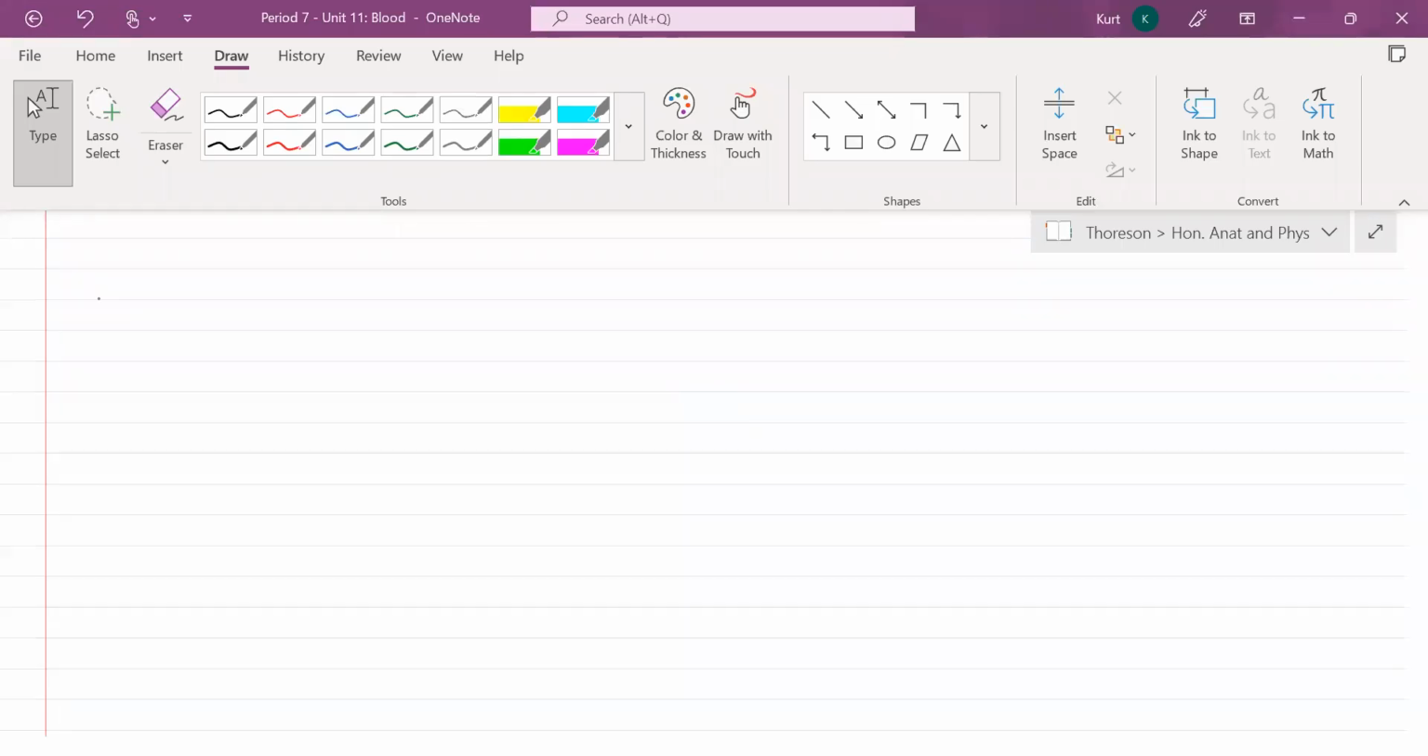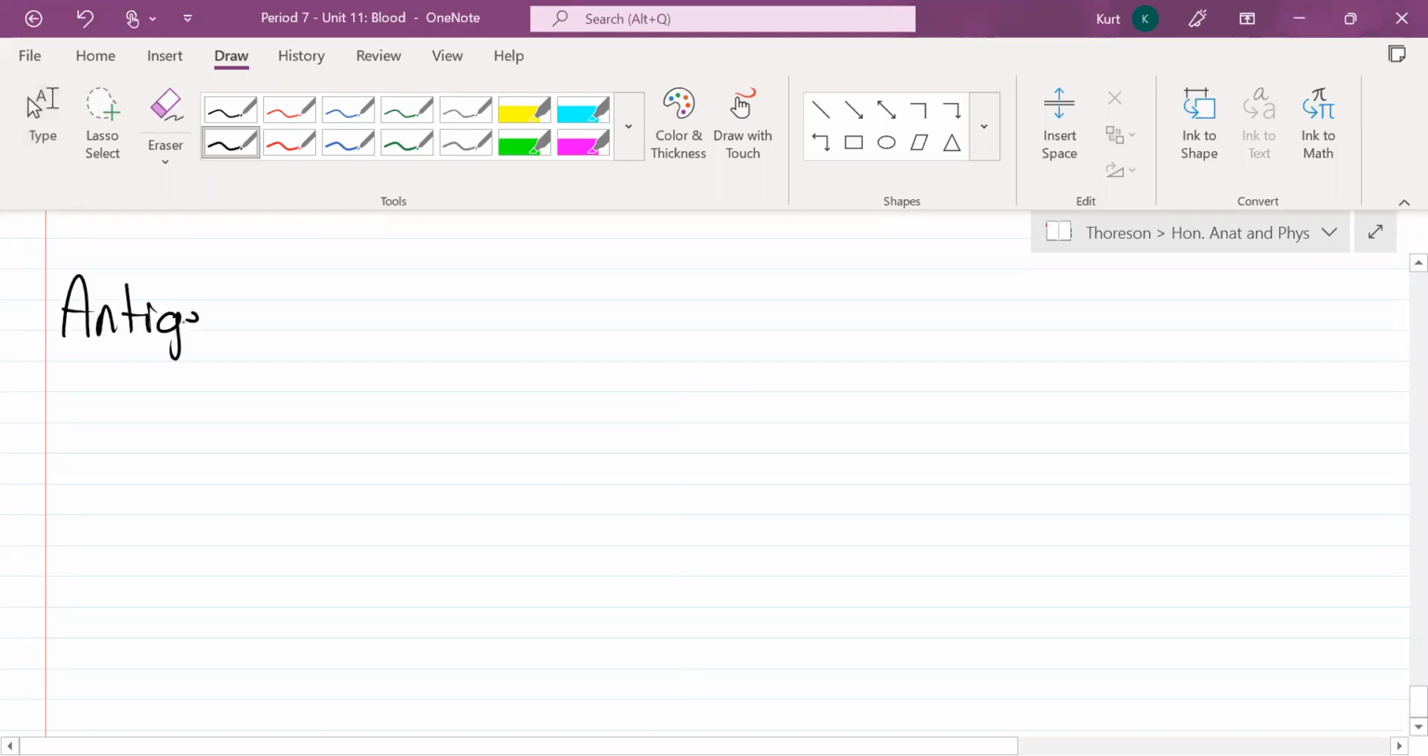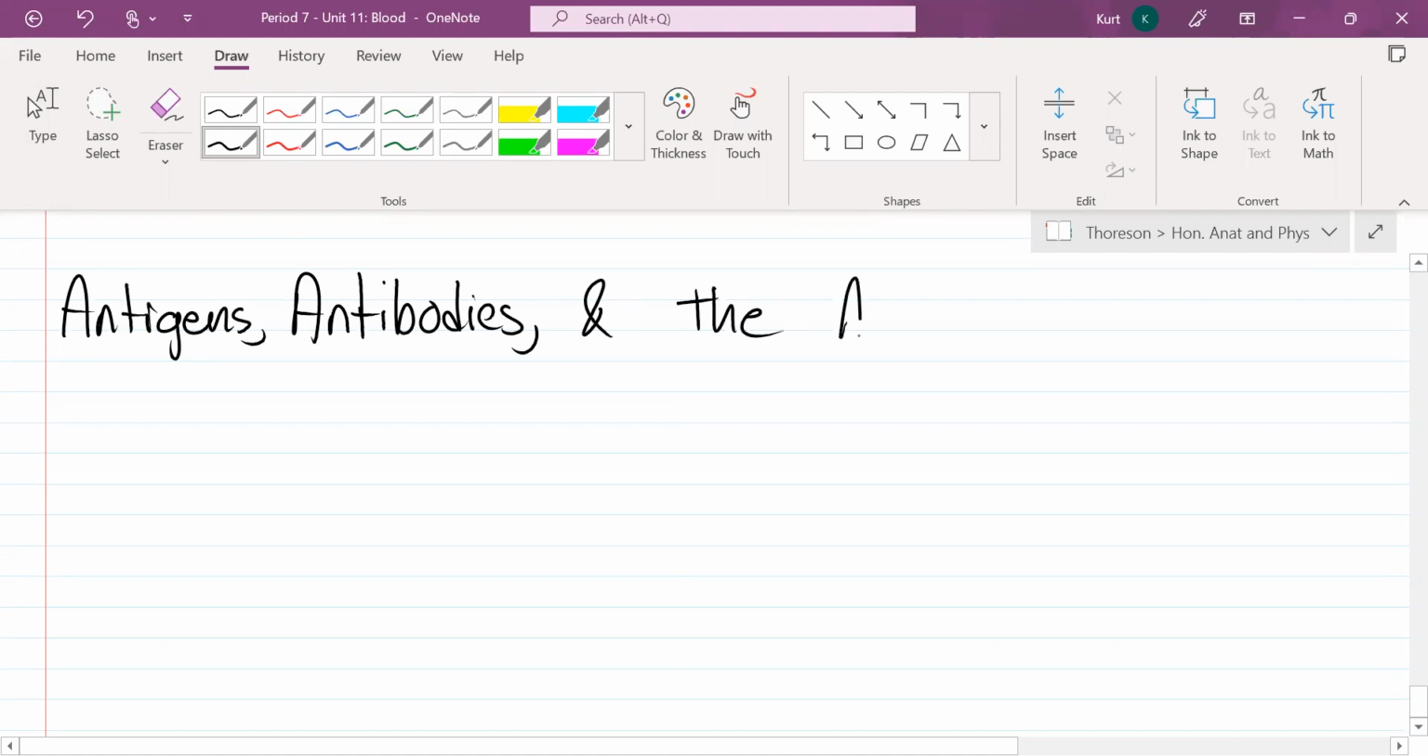Okay, today is going to be antigens, antibodies, and the ABO blood groups.